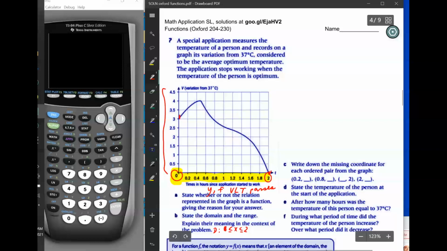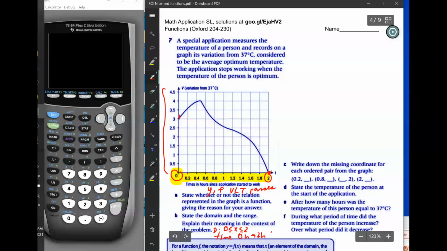And then it says explain their meaning in the context. And so basically this is the time. So they basically measured the temperature for 2 hours. So they started at 0 hours and they went to 2 hours in measuring.